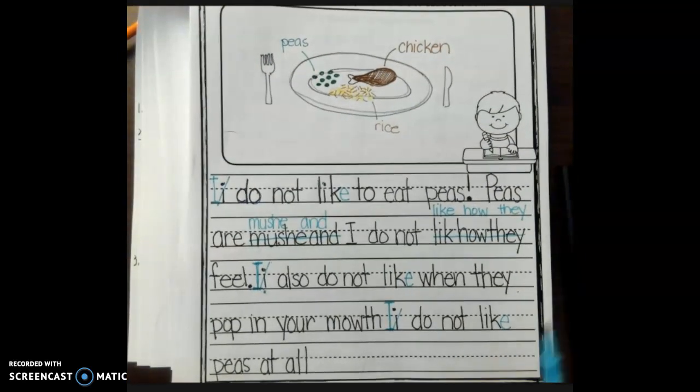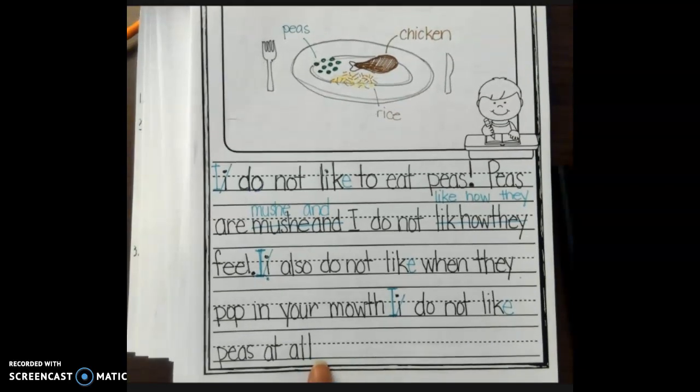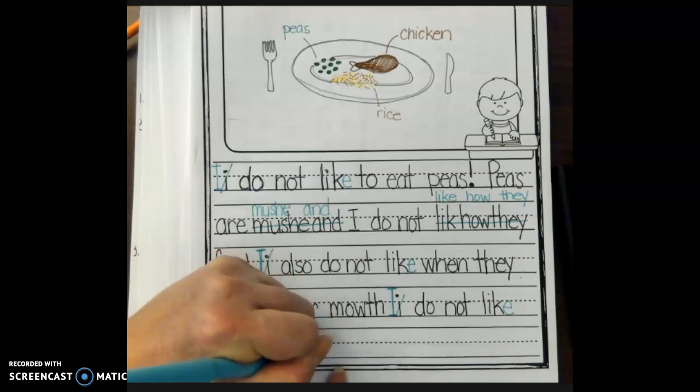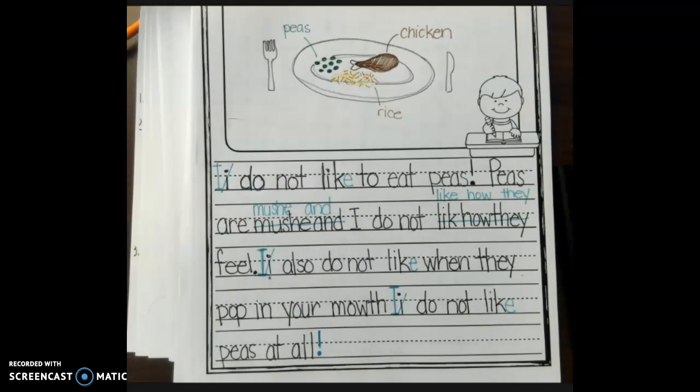I also do not like when they pop in your mouth. I do not like peas at all. Well, I know that right here there needs to be a punctuation mark. And this is like the end of my story or my opinion, so I'm going to say I do not like peas at all. I'm going to put an exclamation point there to really drive home that point that I don't like peas. But is that one sentence? I also do not like when they pop in your mouth. I do not like peas at all. I think I can put a punctuation mark somewhere in between.